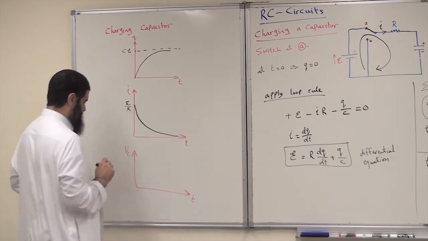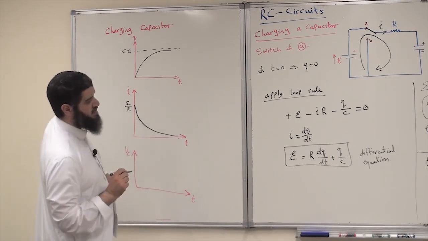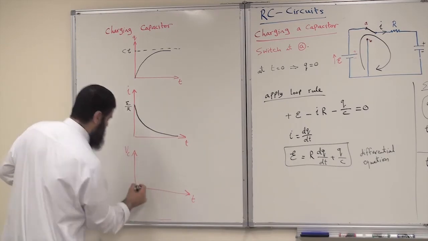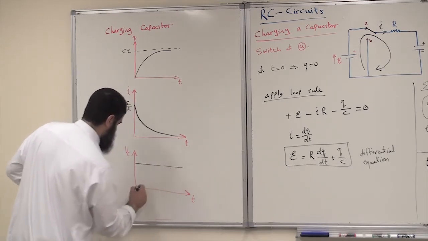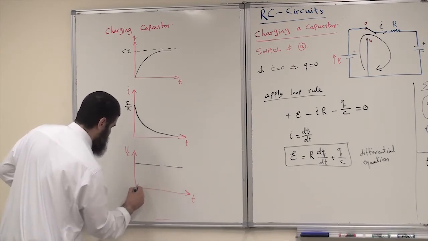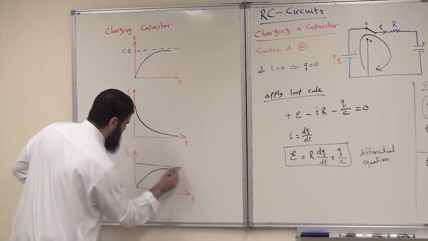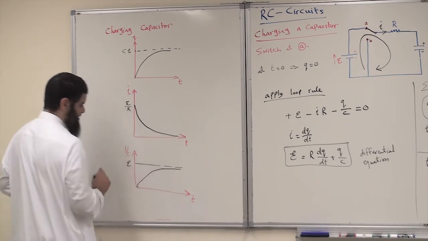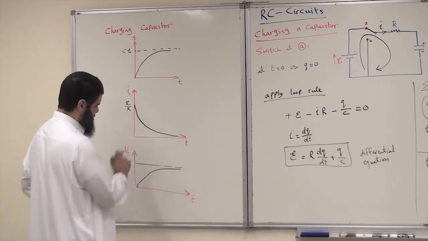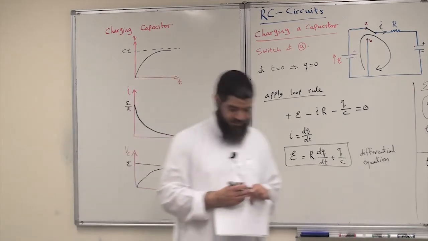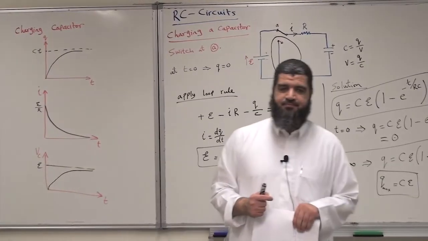Okay? And for the electric potential, we start with 0 at time equals 0. And finally, we reach the maximum value, which is E, the EMF. So this is nothing but E, the EMF. After a long time, we will reach this maximum value.